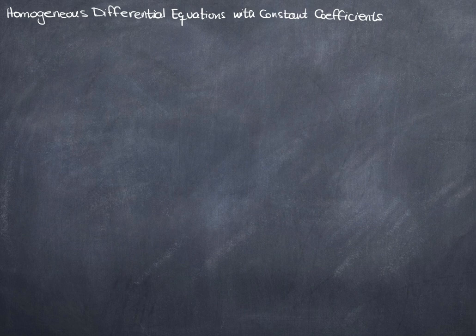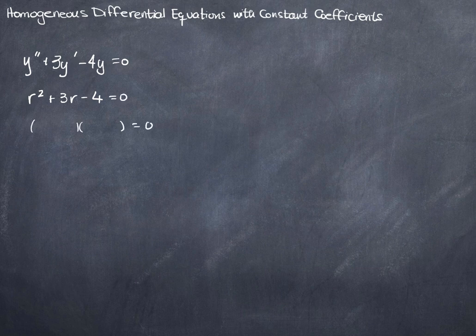Now, we've dealt with this before with second order linear differential equations when we had, for example, an equation that looked like this: y double prime plus 3y prime minus 4y equals 0. This gives us a characteristic equation of r squared plus 3r minus 4 equals 0. We can factor that. It's just a quadratic, so we can either factor it or use the quadratic formula, whichever you're more comfortable with.